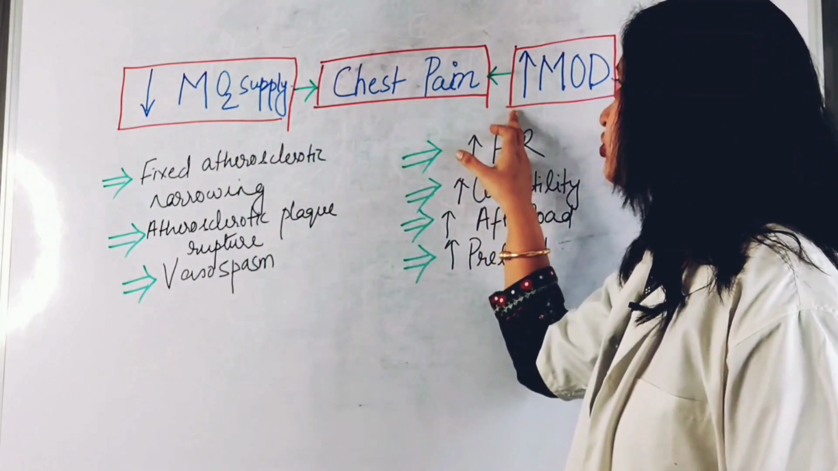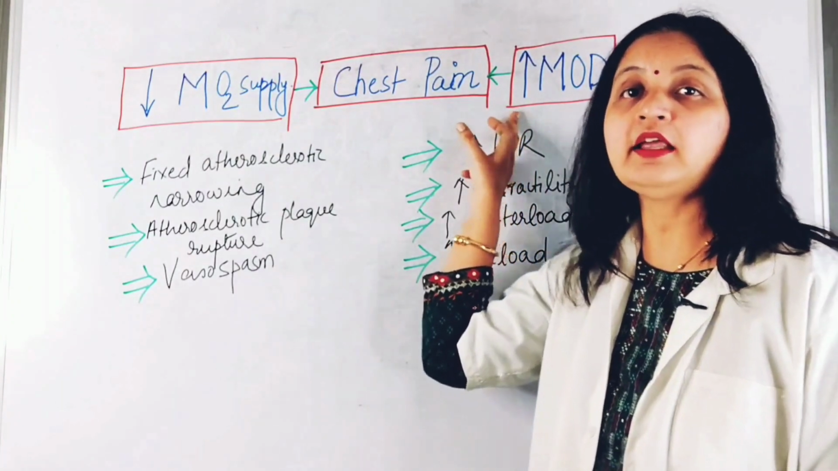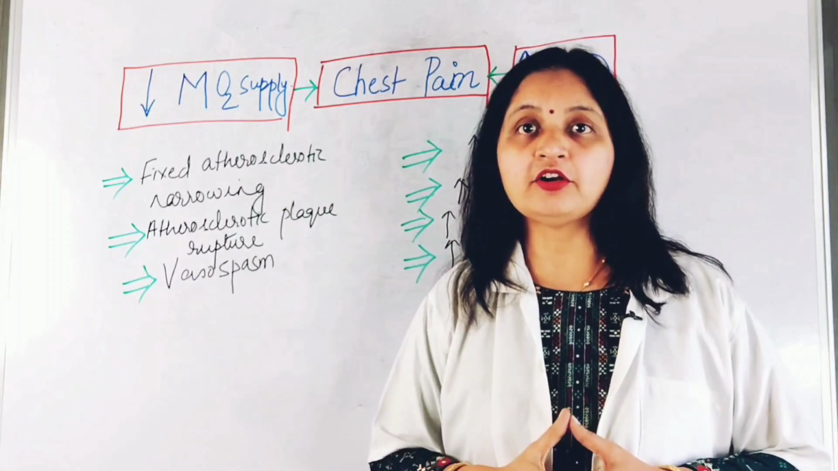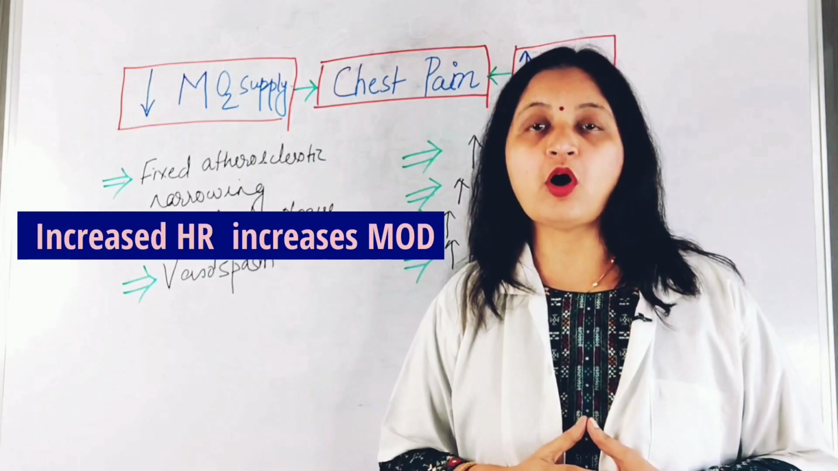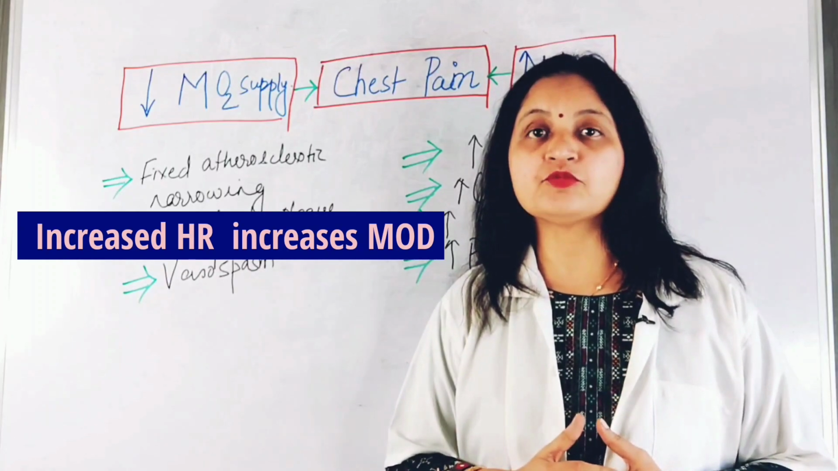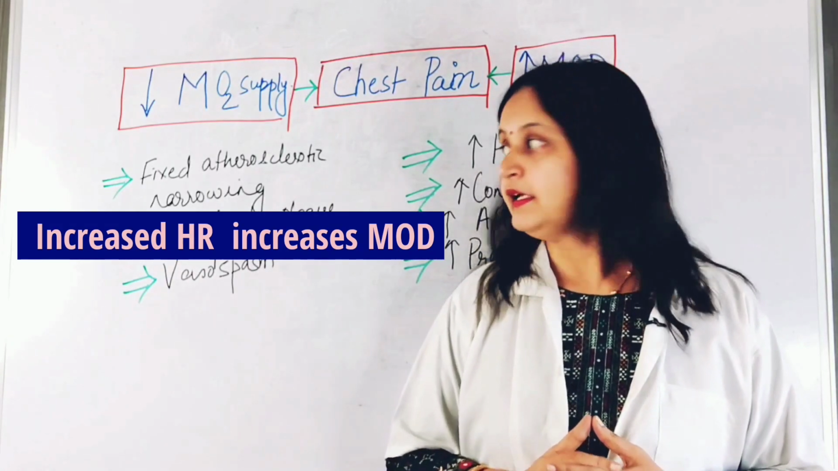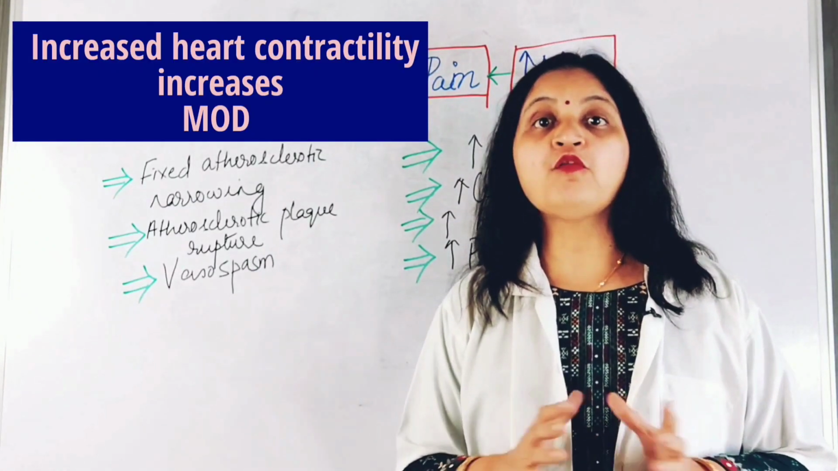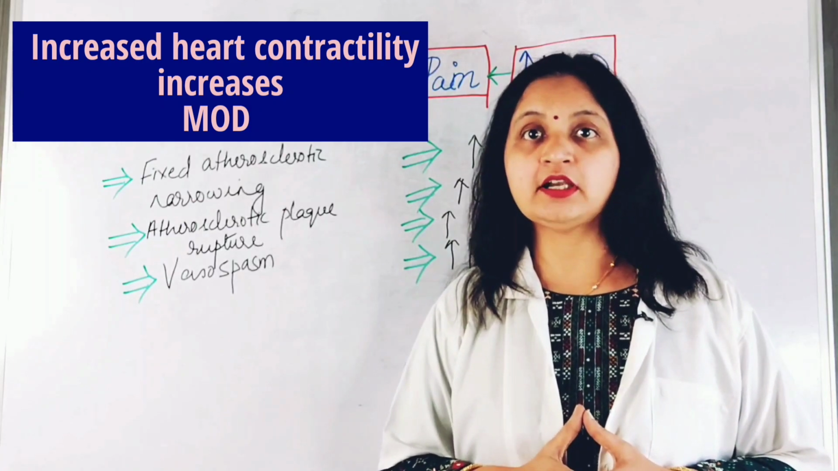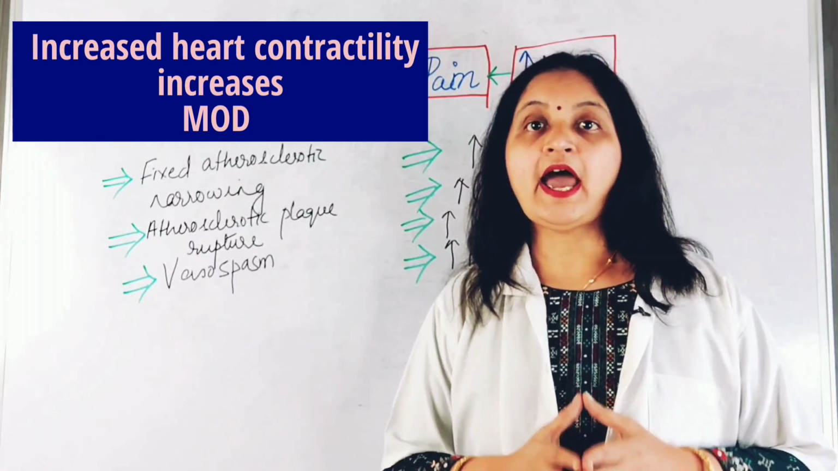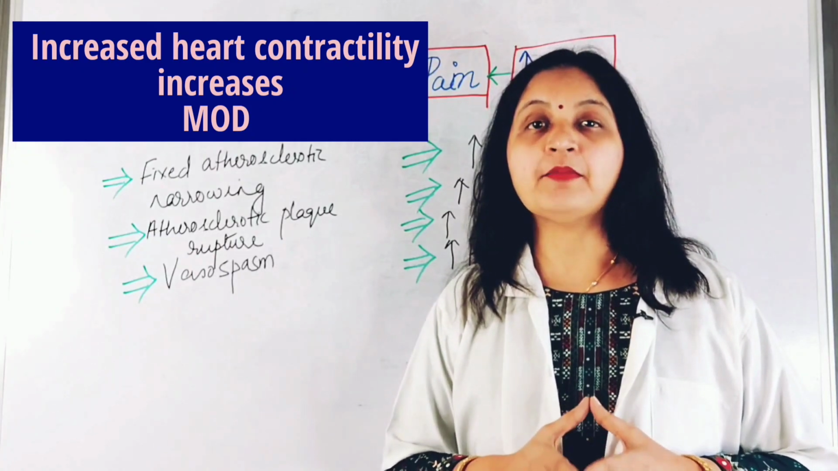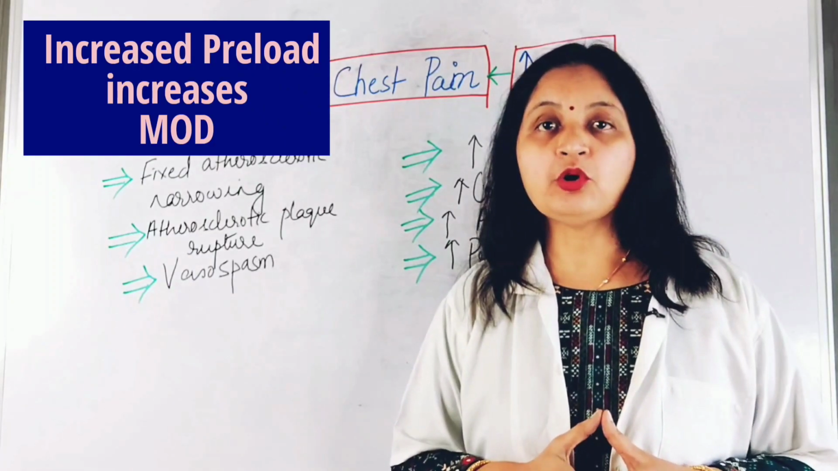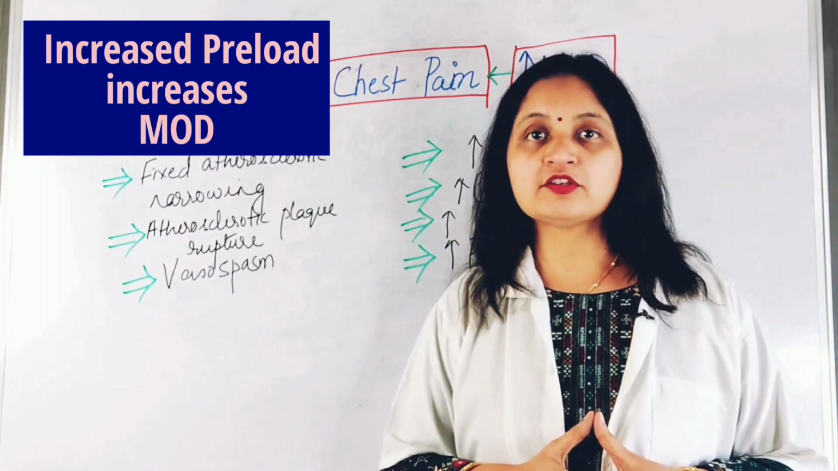Now there are certain situations where the myocardial oxygen demand increases. For example, when the heart rate increases, increased heart rate causes increased workload on the heart, increasing the energy consumption and the myocardial oxygen demand. The second condition is increased contractility of the heart. The more forceful the cardiac contraction, the more the energy consumption, and the greater the oxygen requirement, so the myocardial oxygen demand increases. Thirdly, increased preload can also increase the myocardial oxygen demand.